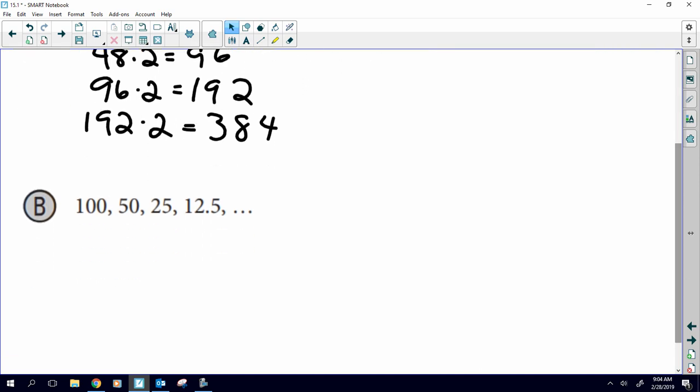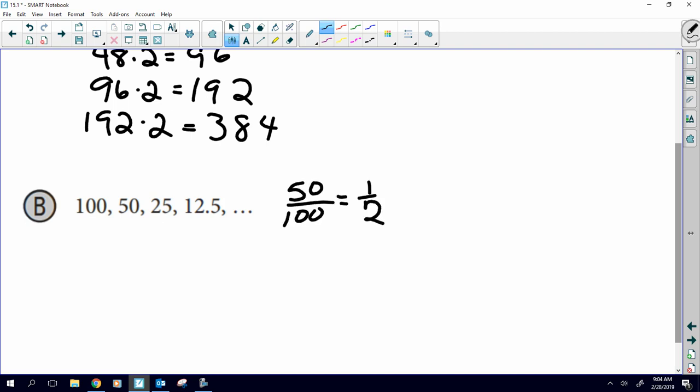All right, next one is, so you're going to take 50 and divide it by 100. Right? And we can all see that that's 1/2. So that's our R. Okay? So now we got to take 12.5, 12 and 5 tenths, sorry. Multiply that by 1/2.